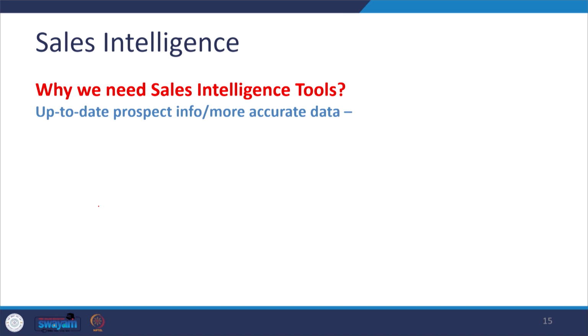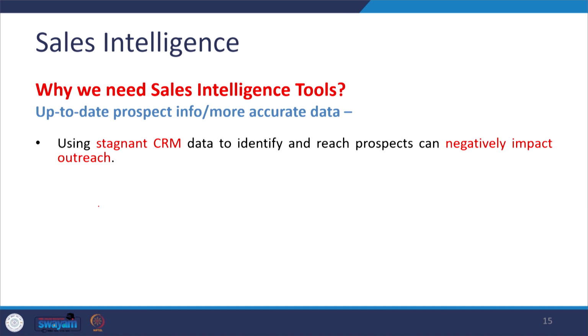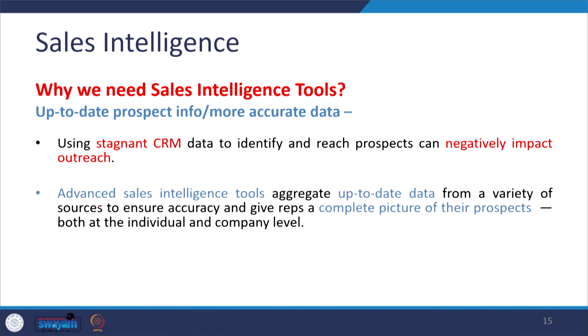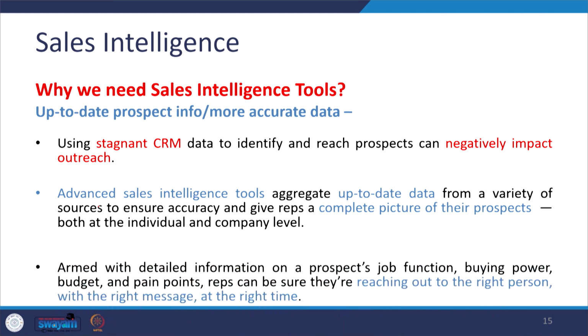Coming to the next benefit, why do we need sales intelligence tools? We get up-to-date prospect information or more accurate data as well. Using stagnant CRM data to identify and reach prospects can actually negatively impact your outreach. So, advanced sales intelligence tools aggregate up-to-date data from a variety of sources to ensure accuracy, and it gives the rep a combined picture of their prospects, both at the individual level as well as the company level.